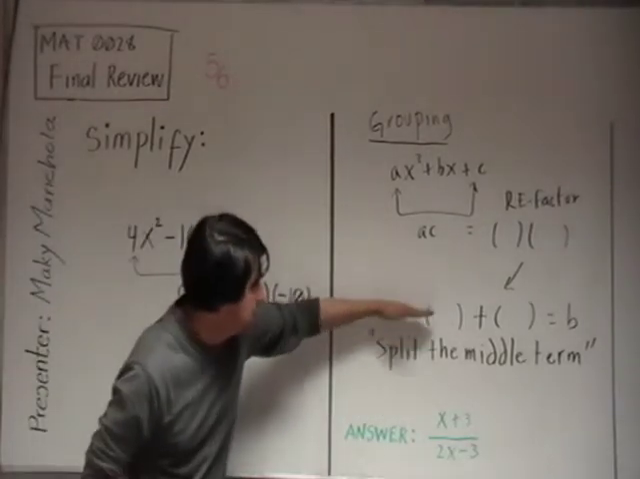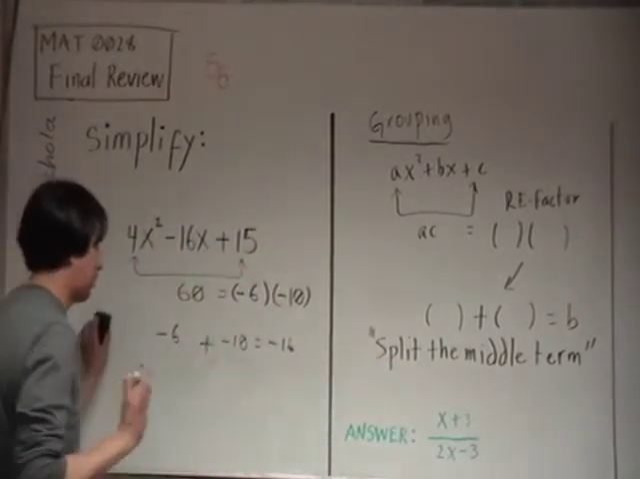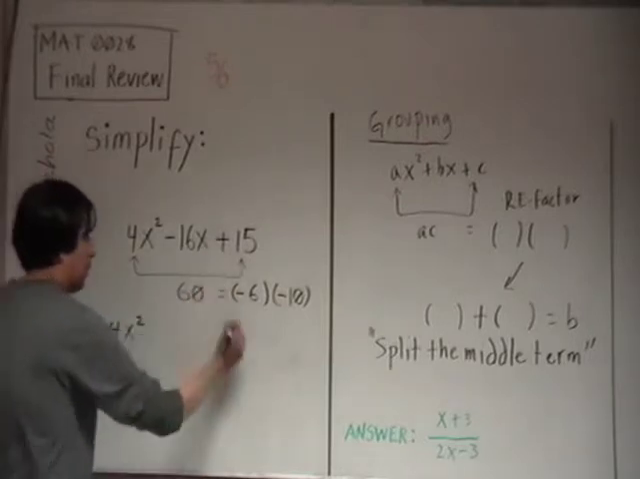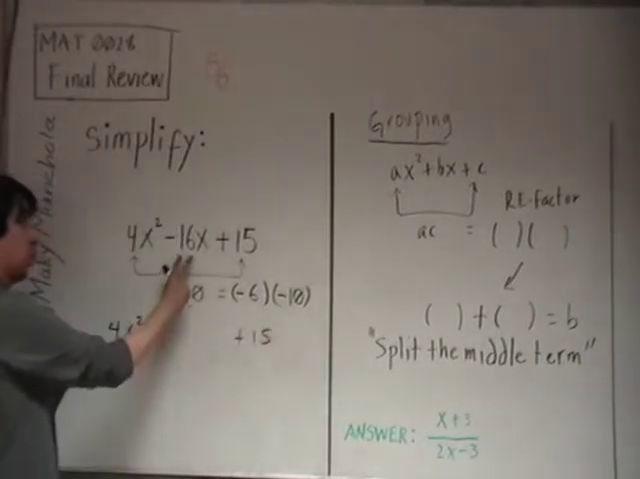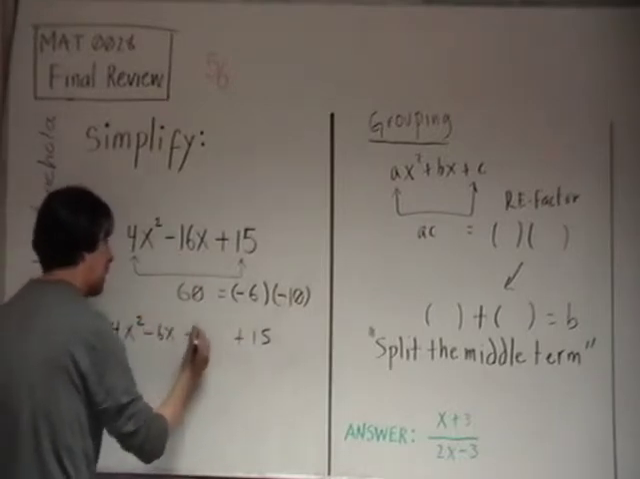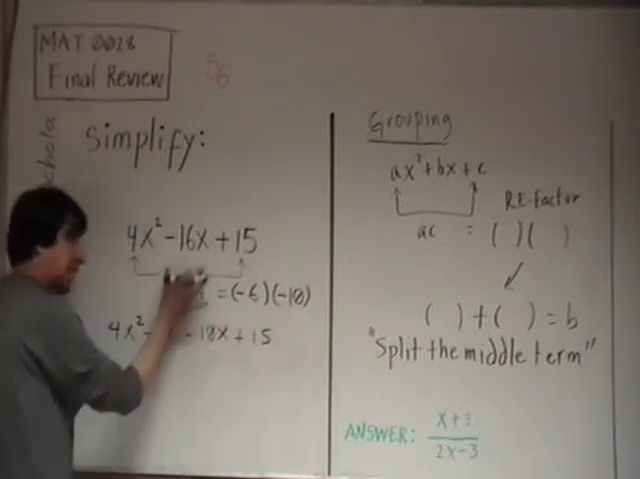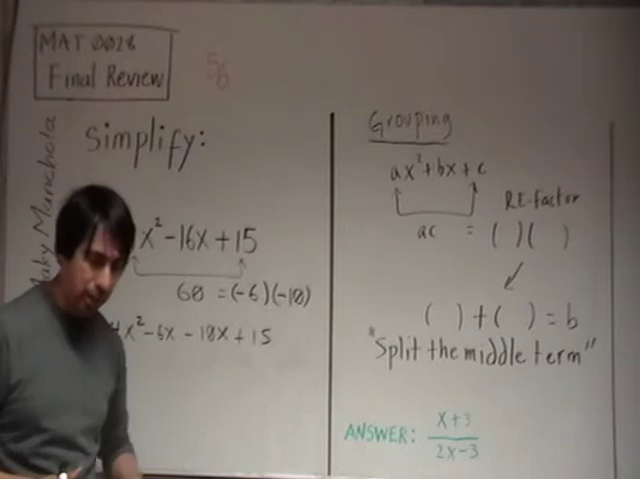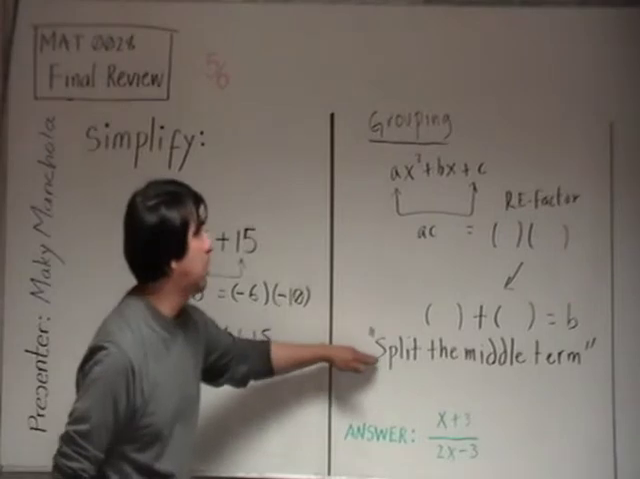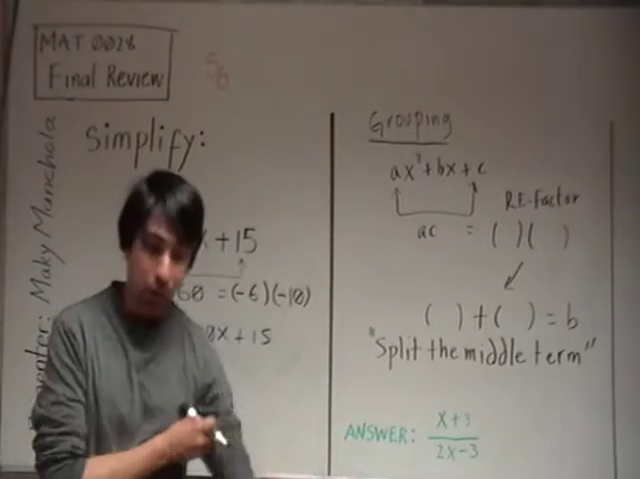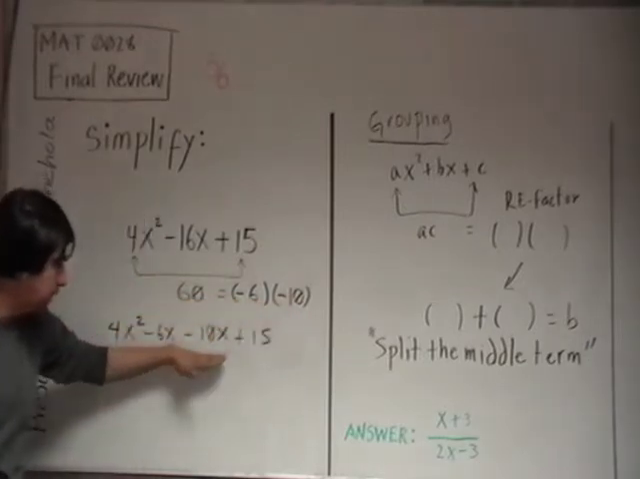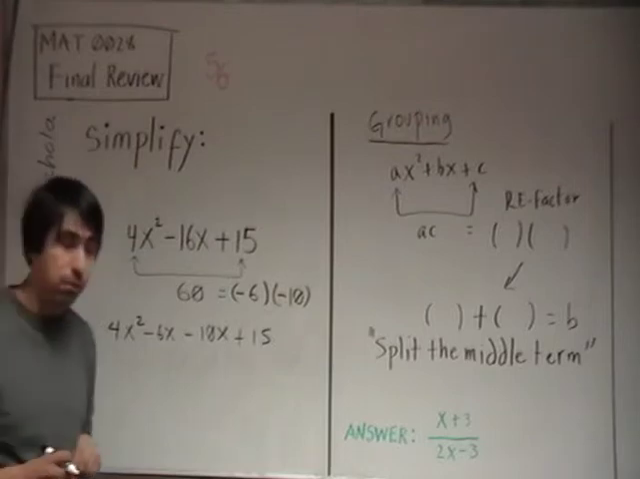Now we can move on to the next step, which is splitting the middle term. Here's what that means. We're going to write 4x squared plus 15, but we are no longer writing negative 16x. Instead, we're writing negative 6x minus 10x. Notice that that is negative 16x because of the way our refactoring worked out. So after splitting the middle term, we go do our factoring by grouping. If you can do the part of splitting the middle term, the rest will follow.